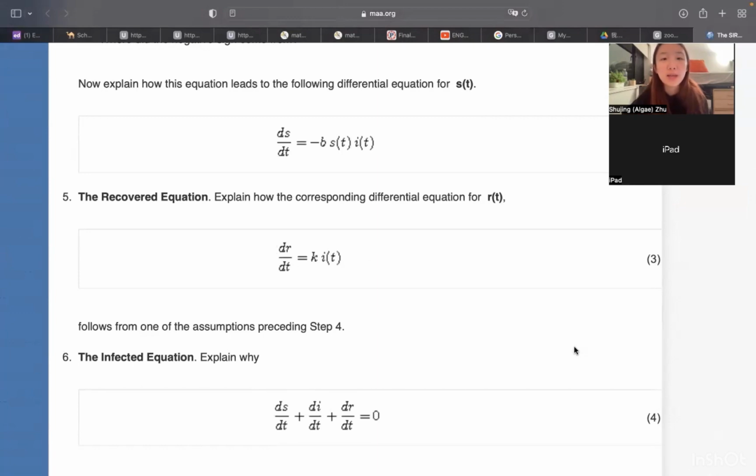The first one is B, which describes the effective encounter of infected individuals with the susceptible population, which will reduce the amount of susceptible population and increase the amount of infected population. The second parameter is K, which describes how many individuals recovered from the infected state.